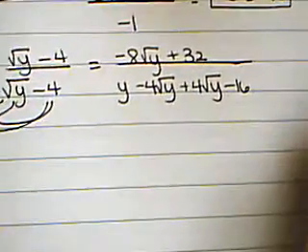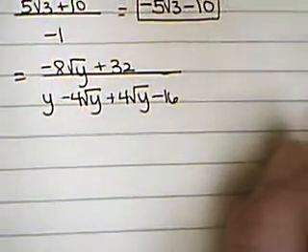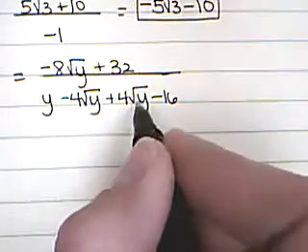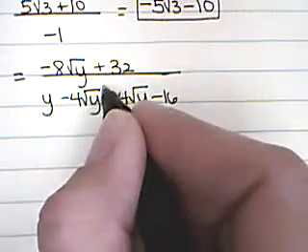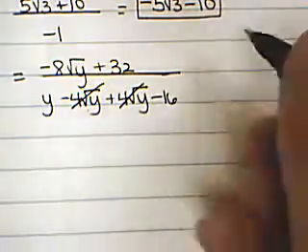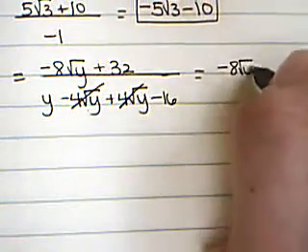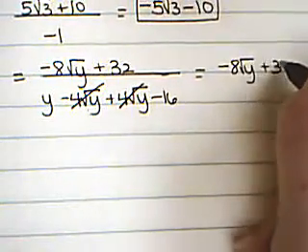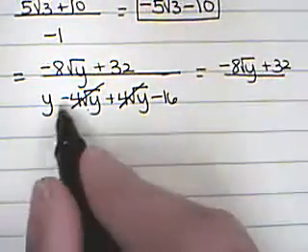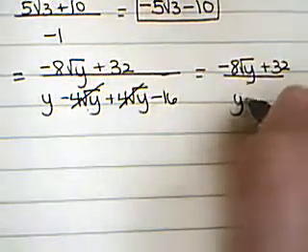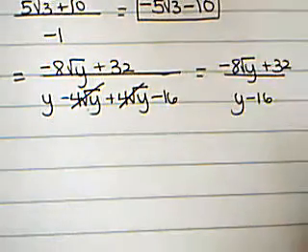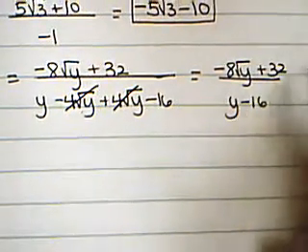And again, what we're going to do is we're going to simplify this as much as we can. And what I'm looking at is the 4 square roots of y, negative 4 square roots of y. We can cancel that out. So in the numerator, we're left with negative 8 square roots of y plus 32. And in the denominator, I have y minus 16. And for today's lesson, we're going to leave our answer just like that.